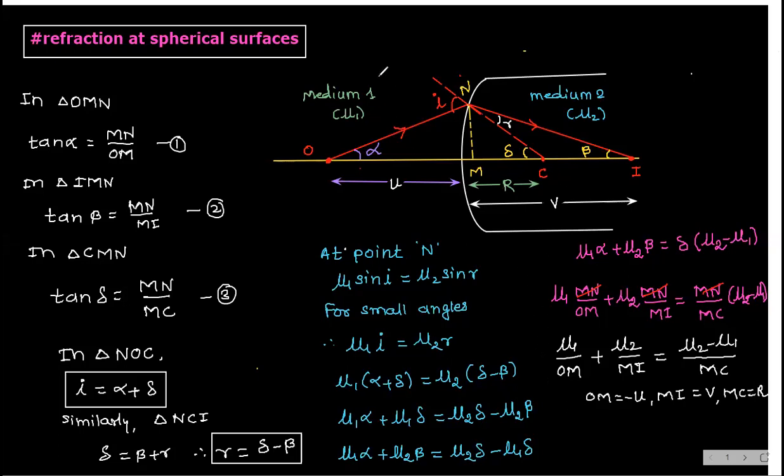So what is the final formula after substitution? Shall I write it directly now? mu2 by MI means directly you are getting mu2 by v. So you see this is mu2 by v minus mu1 by u is equal to mu2 minus mu1 divided by R. This formula is very important. On this formula you are getting questions. Understood? Any doubt, please ask.